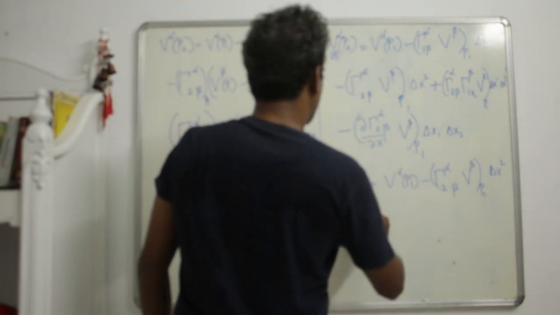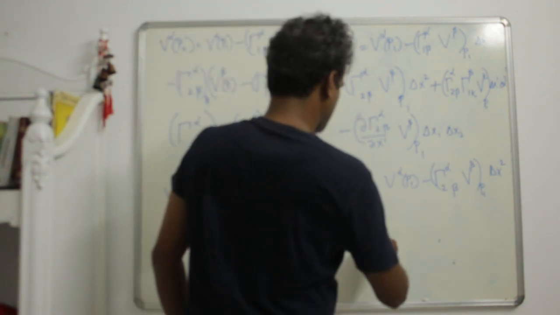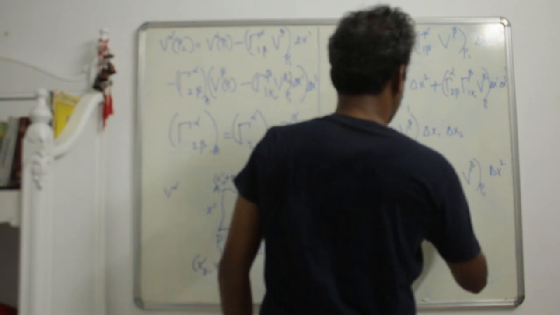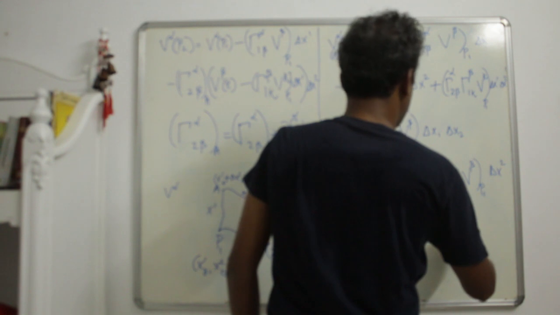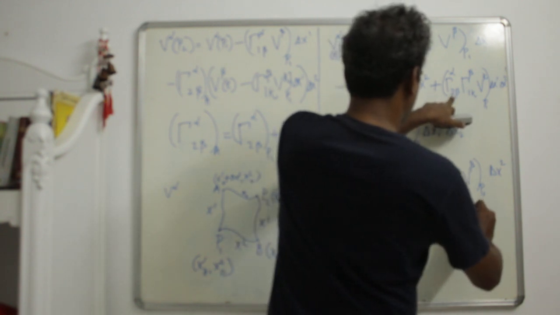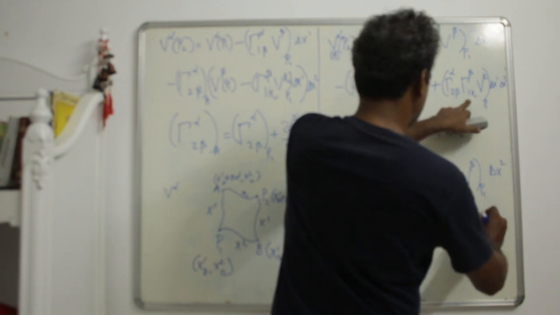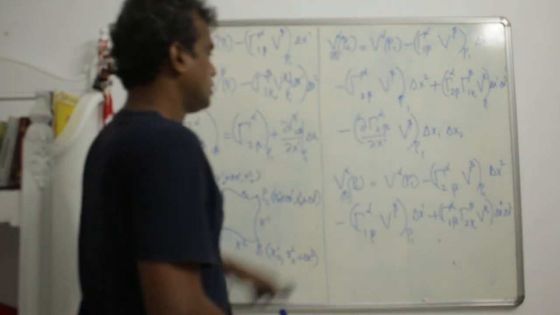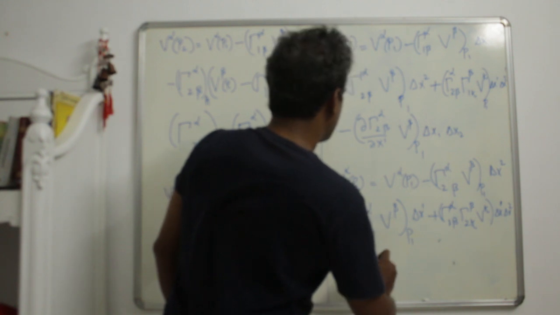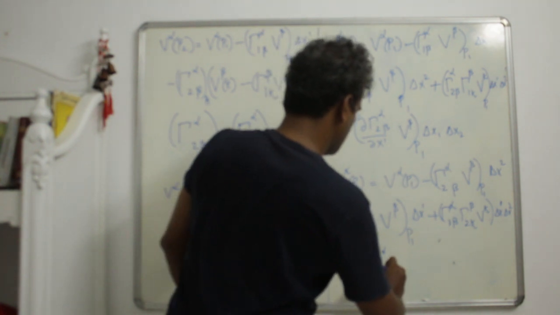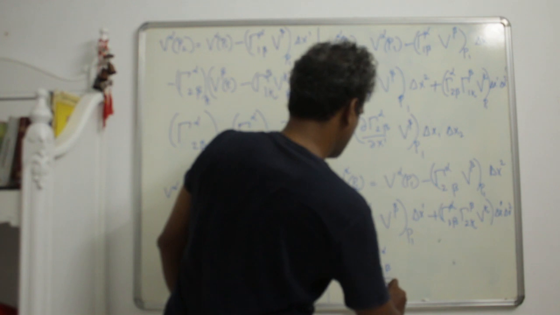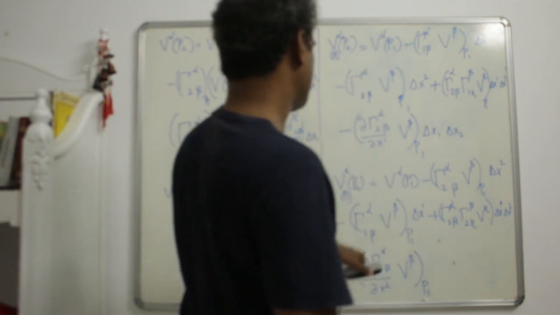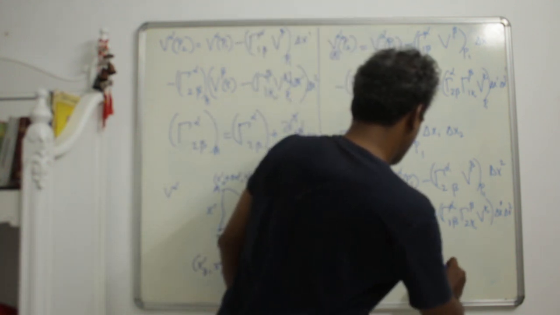minus gamma alpha, 2 must be replaced with 1, beta V beta all evaluated at P1, delta x1 plus gamma alpha 1 beta gamma beta 2 kappa V kappa multiplied by delta x1 delta x2 minus gamma alpha 1 beta by x2 V beta at P1 multiplied by delta x1 delta x2.